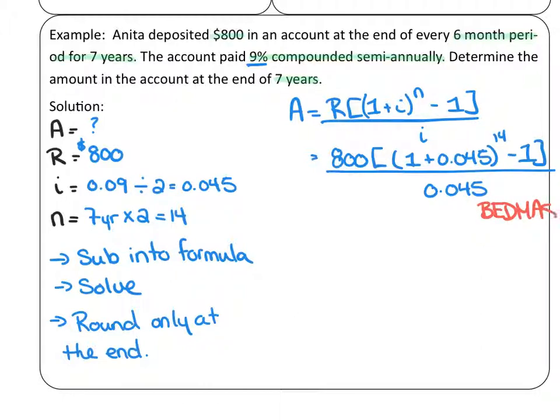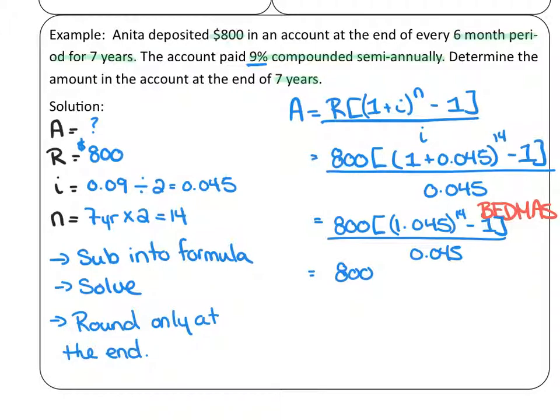So you've got to make sure that we are following BEDMAS when we do these. So I'm going to deal with everything in the brackets first, and then I'm going to multiply by 800, and then we're going to divide. So you kind of have to do all of the top first before you do the division. So 800, I'm going to show you guys as many steps as possible. 1.045, so I've added that to the 14 minus 1, all divided by 0.045. Then I'm going to do the exponent part.